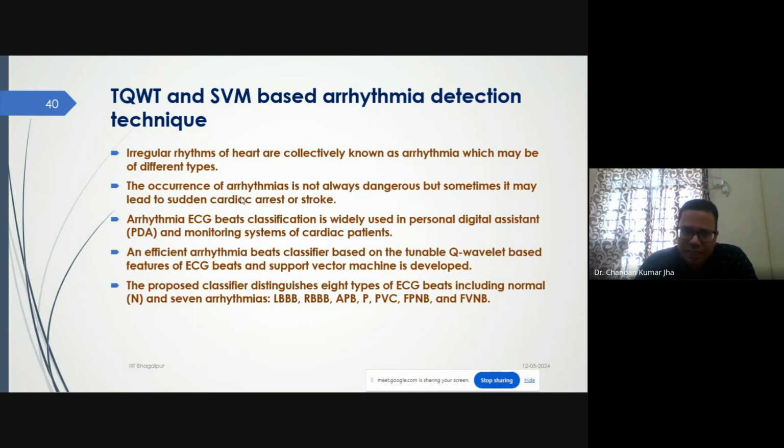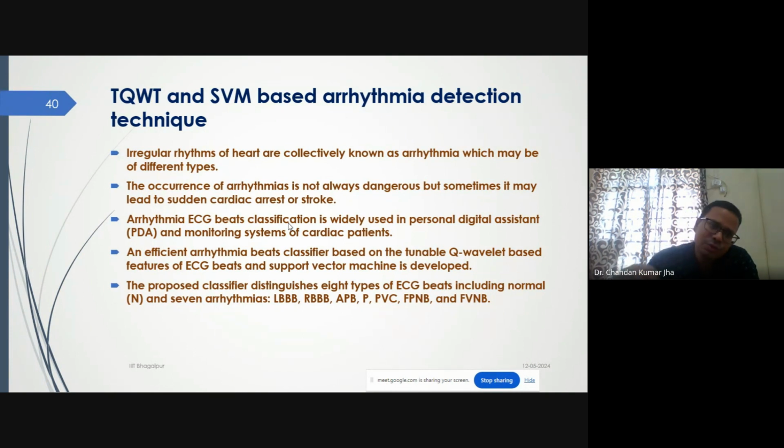Arrhythmia is basically defined as an irregular rhythm of the heart, collectively known as arrhythmia, and it may be of different kinds. And in this case, the arrhythmia detection techniques that I have developed, and that many researchers have also developed in this area, can be used in PDAs, personal digital assistants, as well as in different monitoring systems for Holter monitoring, or in ICU monitoring also.